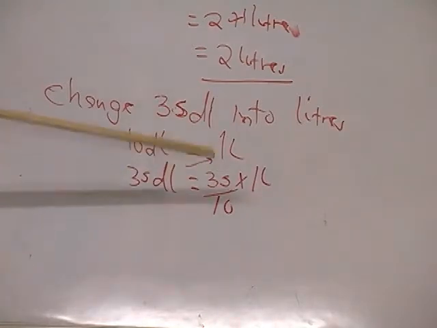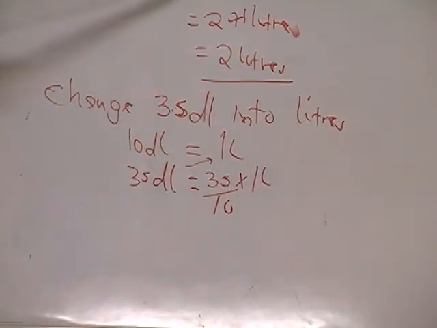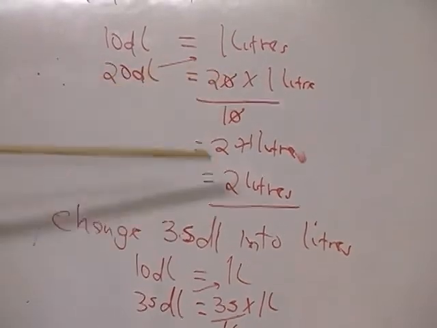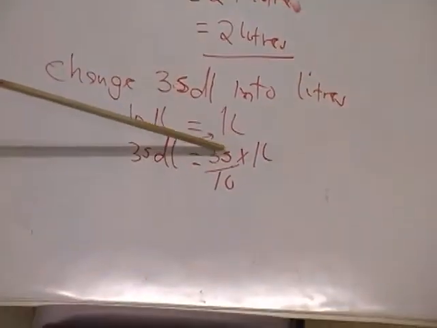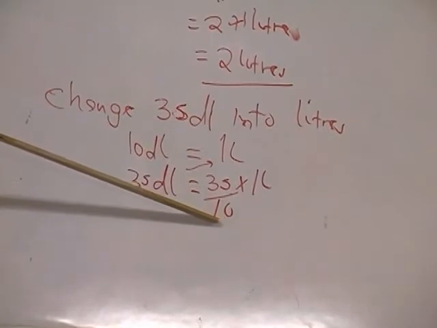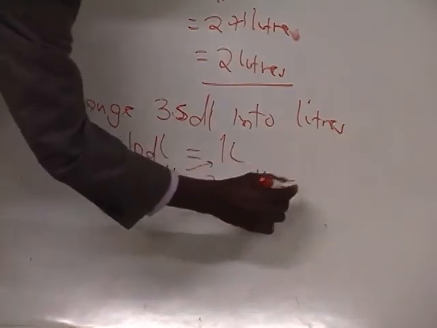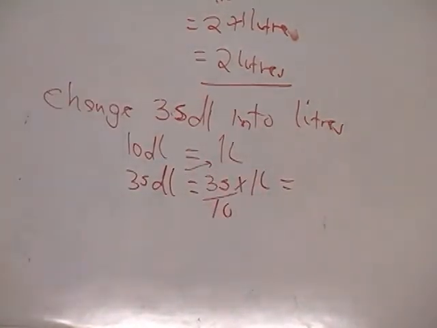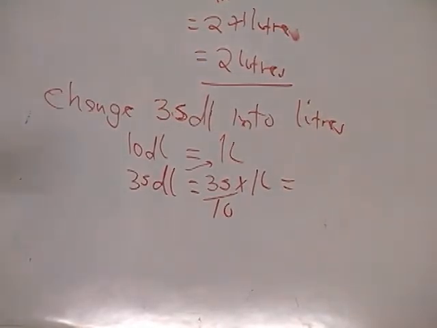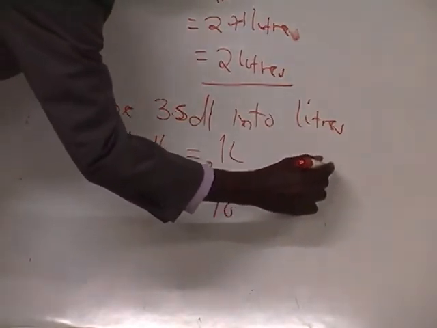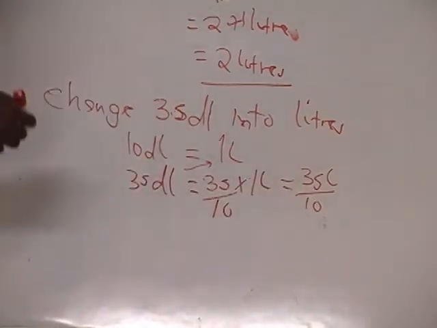Now in this case we don't have 2 zeros as we had in the first example. Because here we had 20 and 10, so we were able to say that this 0 here cancelled the 0 here. But in this case now we have 35 to be divided by 10. So from this point we can either give our answer as a decimal or as a mixed number. So how do we get the answer as a decimal? We'll do 35 times 1 liter, giving us 35 liters all over 10.